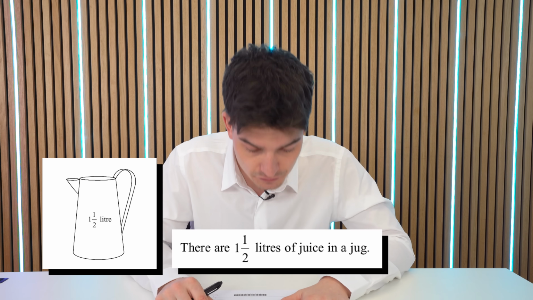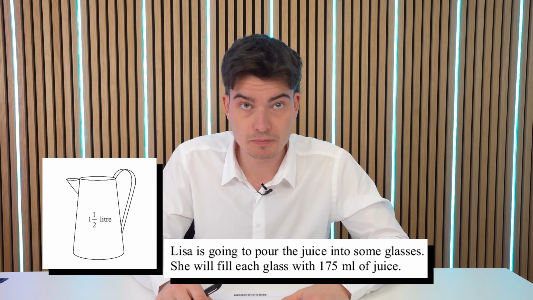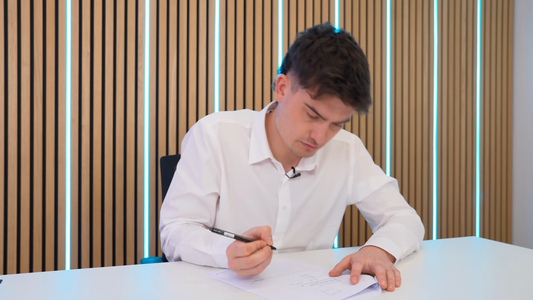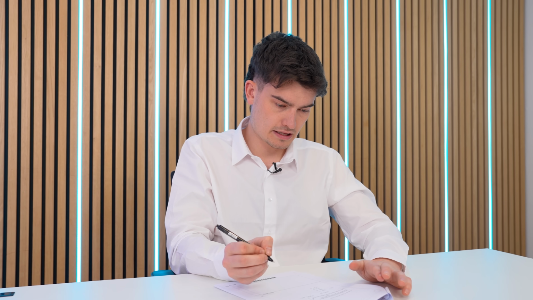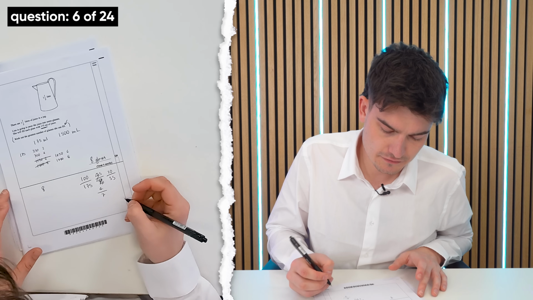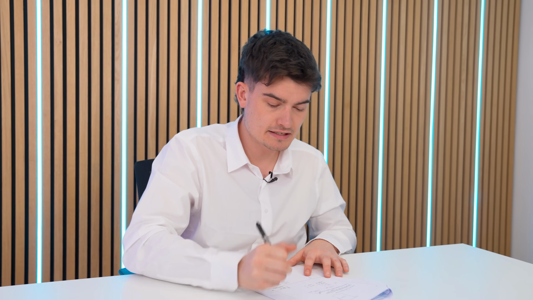Now, I regret to inform you there is 1.5 litres of juice in a jug. Lisa is going to pour the juice into some glasses. Work out the greatest number of glasses she can fill. That's really simple. No, that can't be that simple. For 4 marks! No, I'm being an idiot. Sorry, guys. So 8 4/7 glasses. However, you can't fill it. Right, 8 glasses. You've written fill. You've made this quite easy. It's 8 glasses. Gives me my 4 marks.